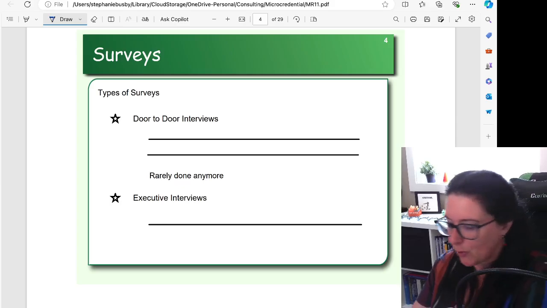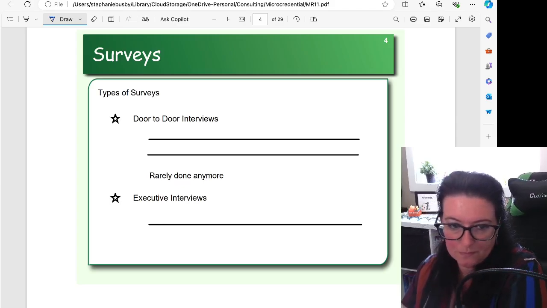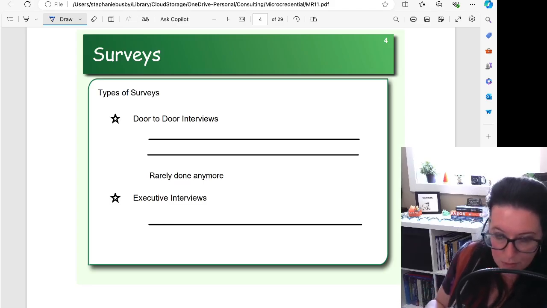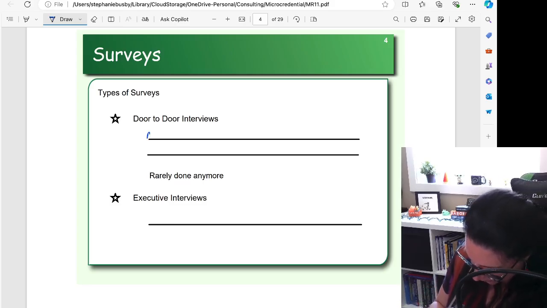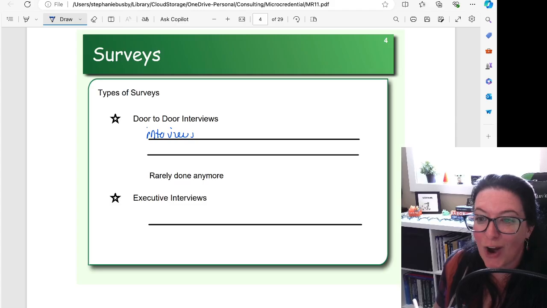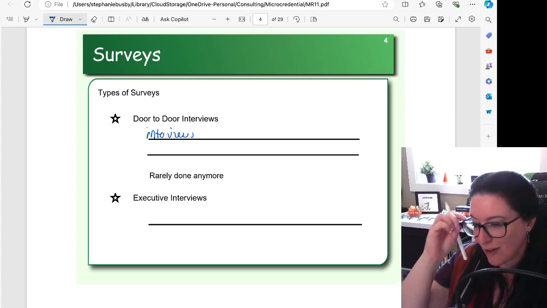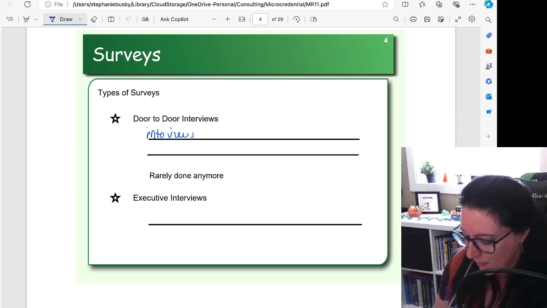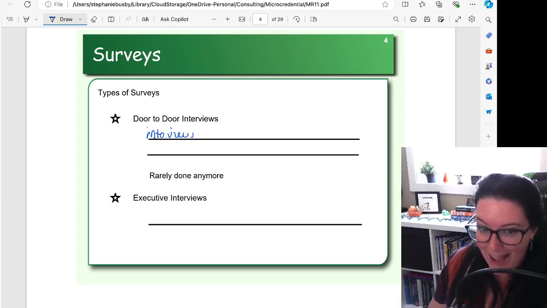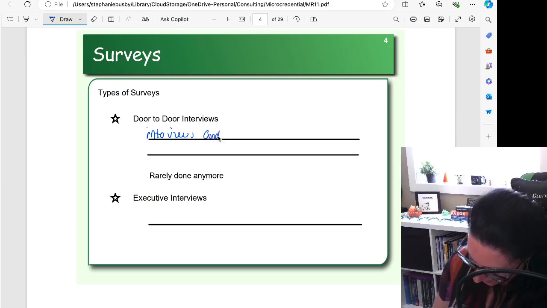Let's start with door to door. Door-to-door interviews are interviews, meaning there is a person talking to you, as opposed to how we typically think of surveys as a paper form. This is a set of questions being asked by someone, and it is conducted face-to-face with people in their home.